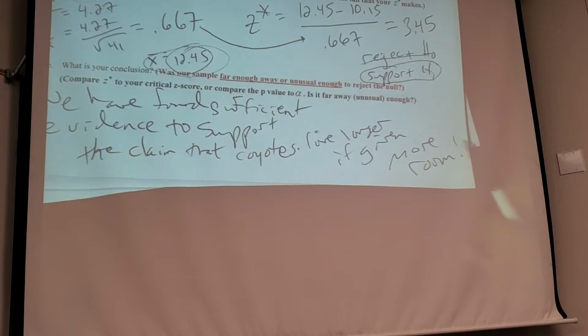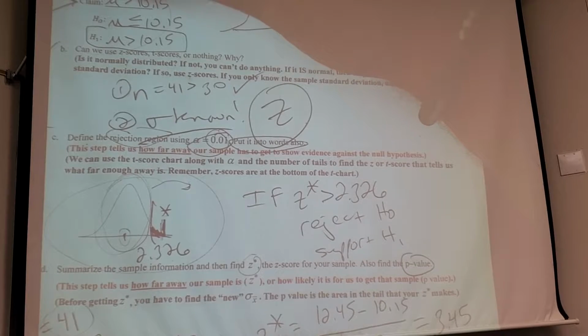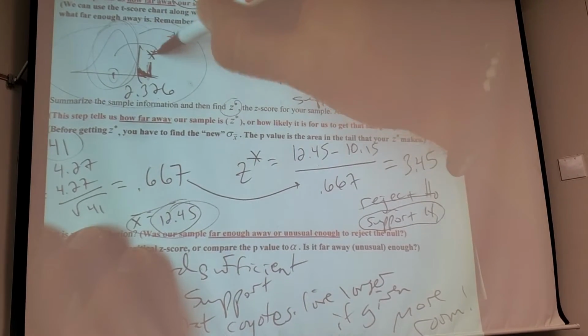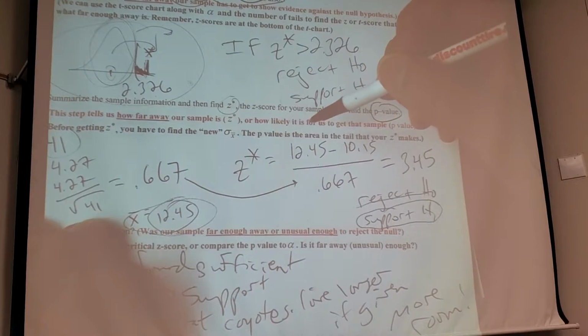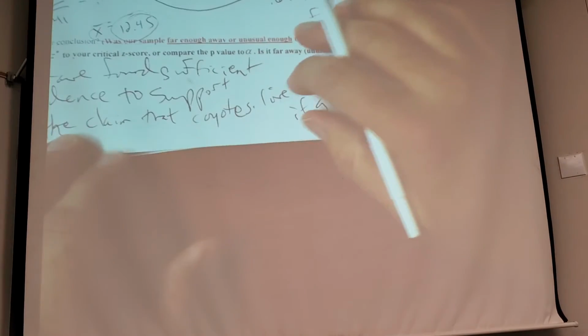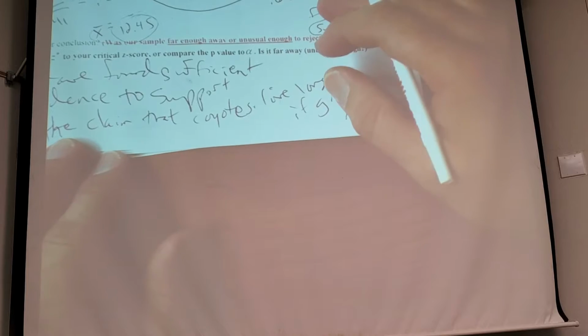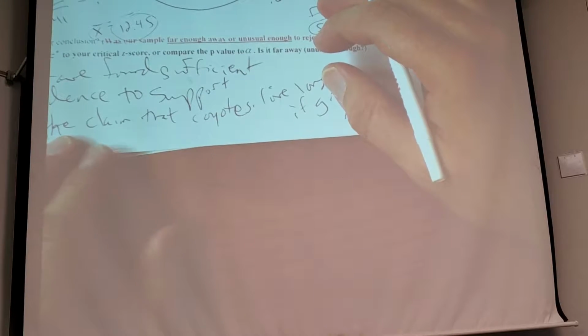So I understand as a student you guys get lost in the steps. But the claim was it was bigger than 10.15. We found a sample that was really bigger than 10.15. Therefore, the conclusion should make sense. We found evidence that it's more, that they live longer. We found evidence that they live longer, because look how far up we got.